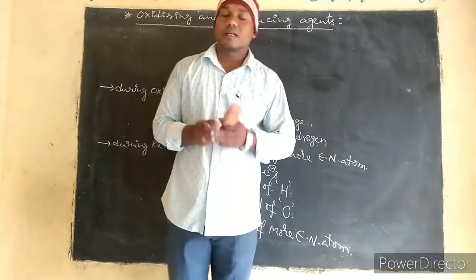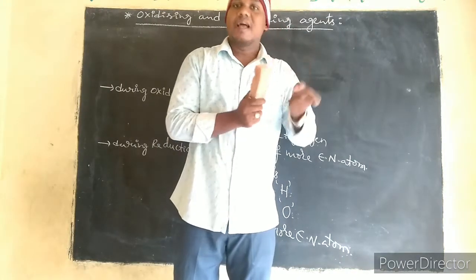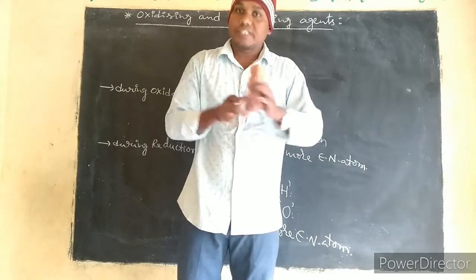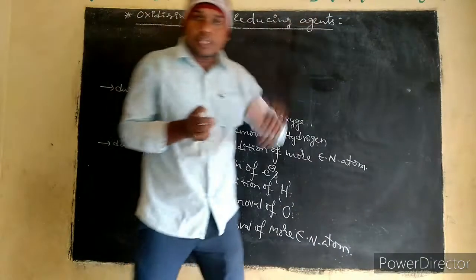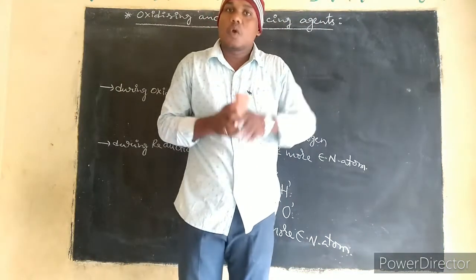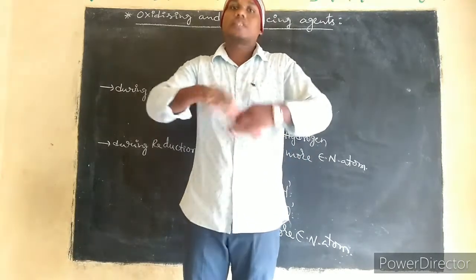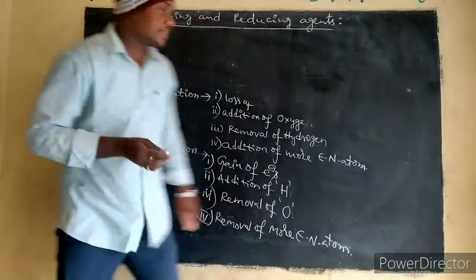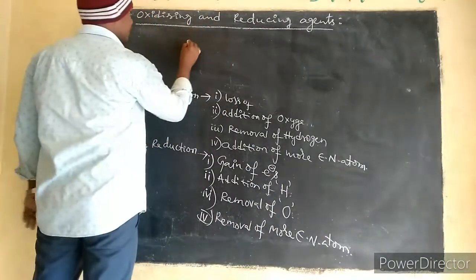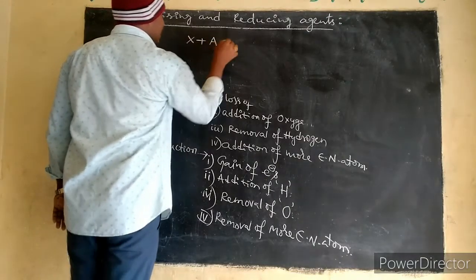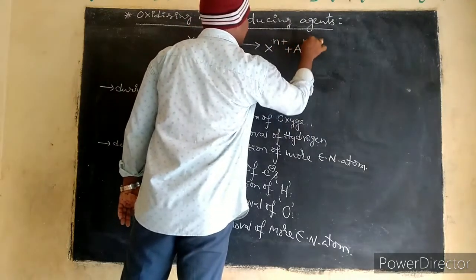An oxidizing agent means the reagent which oxidizes another substance and itself is reduced. Correct? In the case of a reducing agent, the reagent which reduces other species and itself is oxidized, that is a reducing agent. A best example for both oxidizing and reducing agents is X plus A gives X to the power n plus and A to the power n minus.